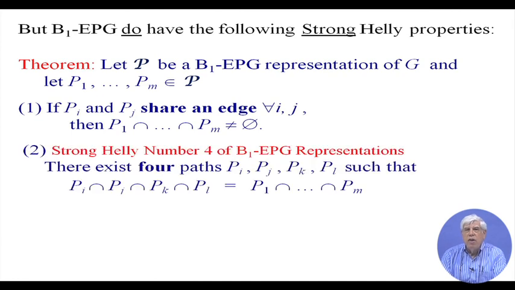So the second part of the theorem is called the strong Helly number 4 property of B1 EPG graphs. That there exist 4 paths out of my collection, i, j, k, l, such that the intersection of those 4 is equal to the intersection of all of them. It's a different kind of property. It's no longer asking empty, not empty. It's actually saying that for single bend paths, I can choose 4 of you, and you form a committee, and you take your intersection, and you represent the intersection of the whole group.